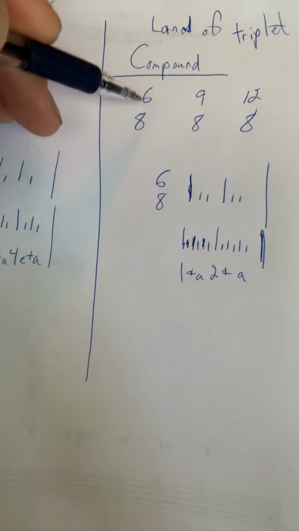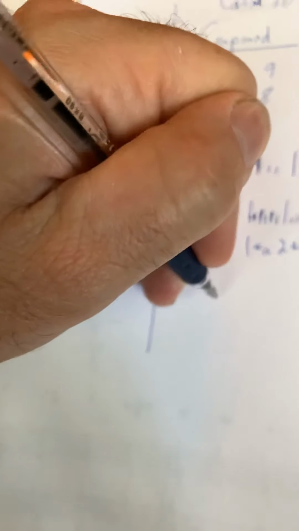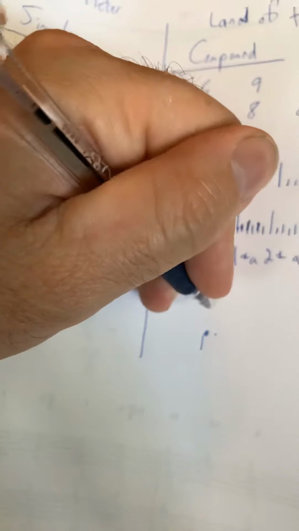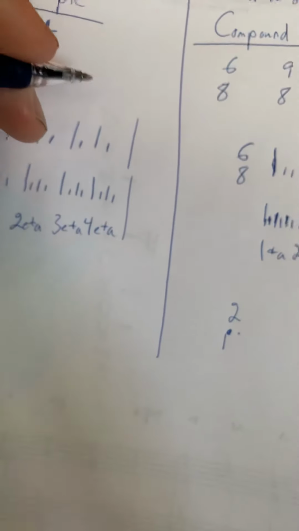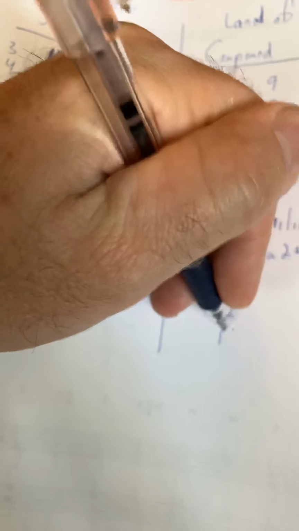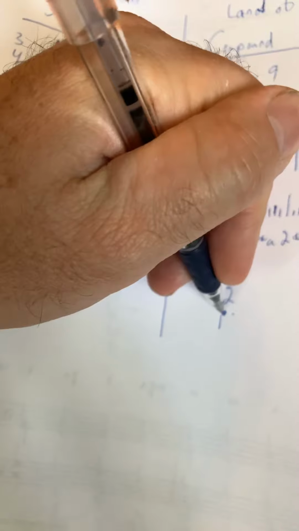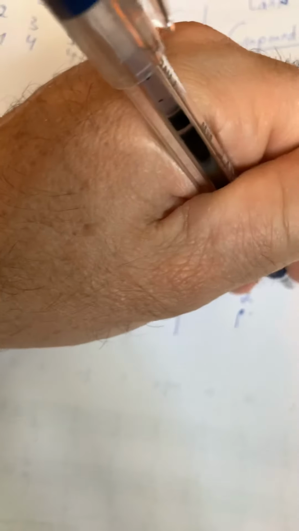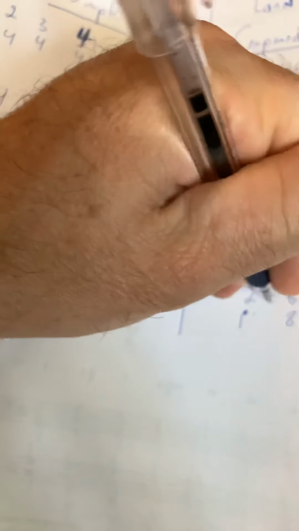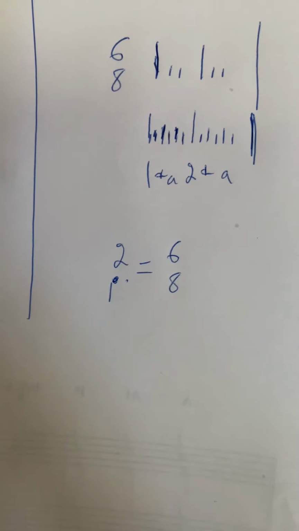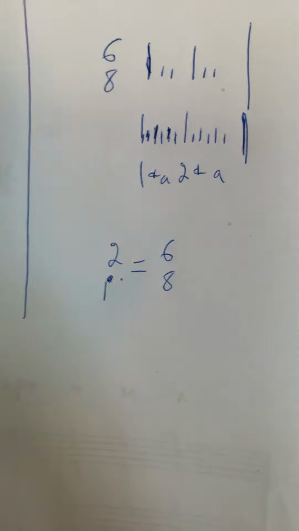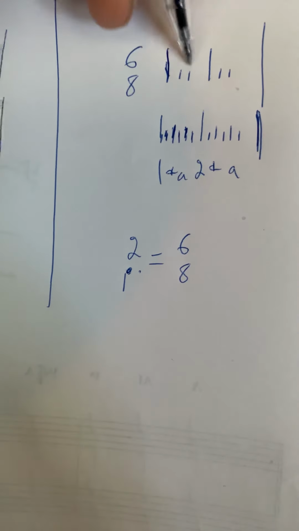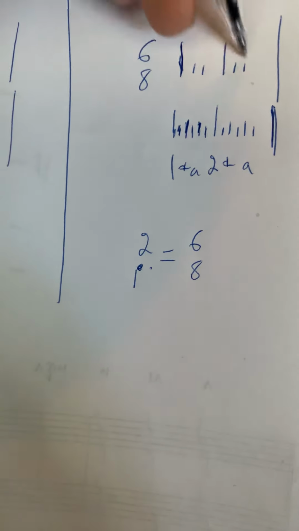The way I would write 6/8 as a composer, since it's really just the dotted quarter note that gets the beat, is I would think of it as 2 dotted quarter notes. Each dotted quarter note is worth 3 eighth notes. So 2 times 3 would be 6 eighth notes. They're the same. Each of these 3 things is worth 1 dotted quarter note.